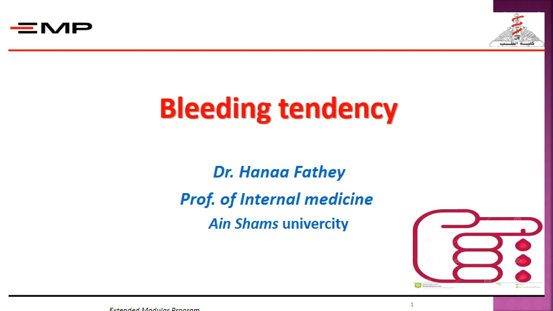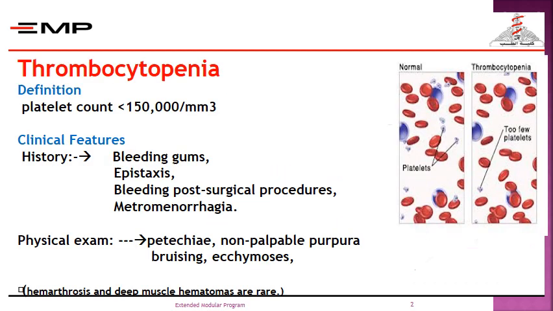Bleeding tendency, part 2. Thrombocytopenia. What is the definition of thrombocytopenia? Thrombocytopenia means platelet count below 150,000 per cubic millimeter.